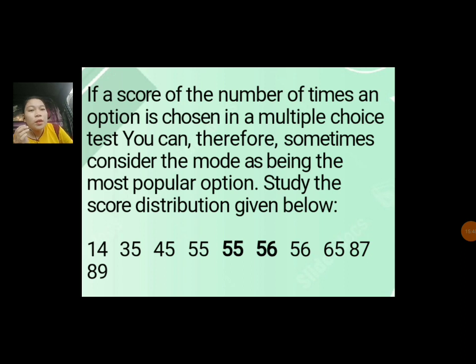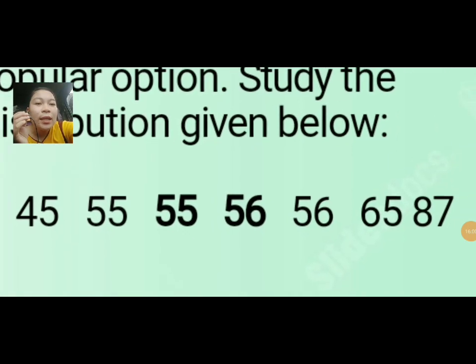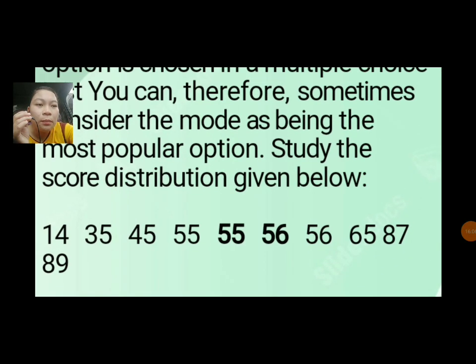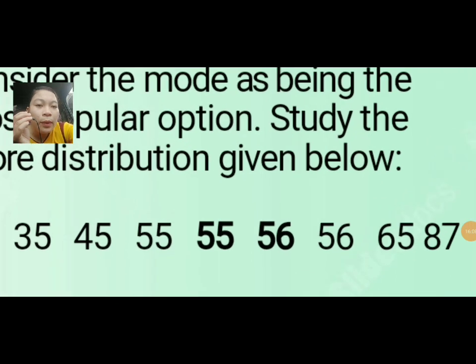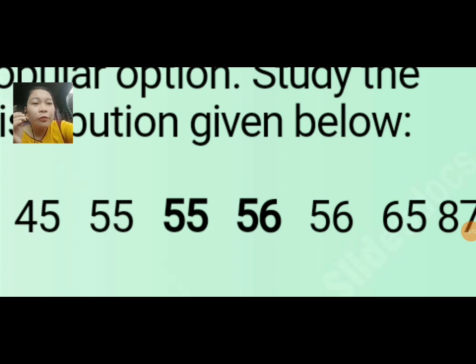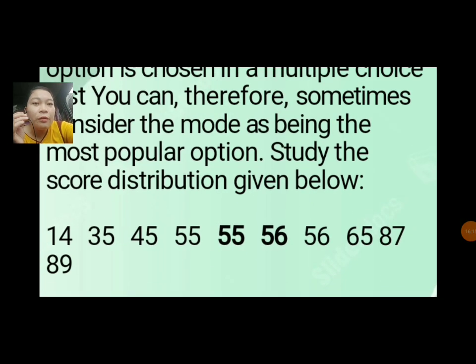Study the score distribution given below. For example, we have 14, 35, 45, 55, 55, 56, 56, 65, 87, and 89. As you can see, we have two scores that repeat, which are 55 and 56. No other scores repeat. So only 55 and 56. Therefore, our mode is 55 and 56.